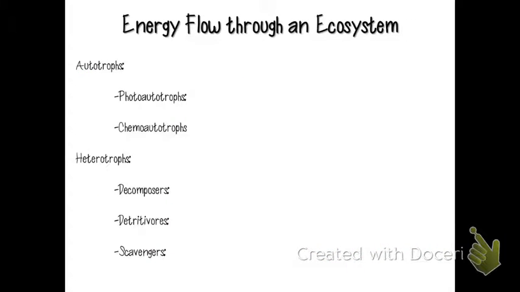Right, so now that we've talked about how things are organized within our environment, let's talk about how energy flows through an ecosystem. Right, so we should know a couple of these terms already, but I'm just going to refresh your memory. So you should write these down as well. An autotroph, remember, is an organism that makes its own food.